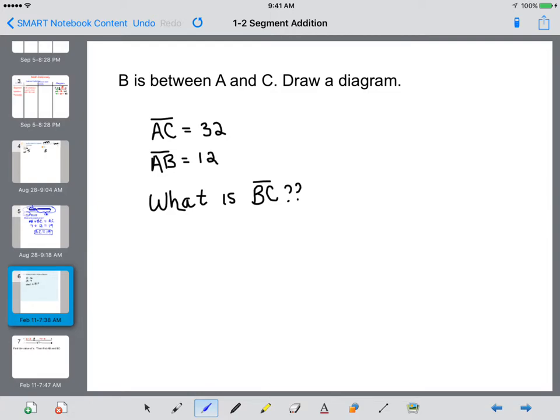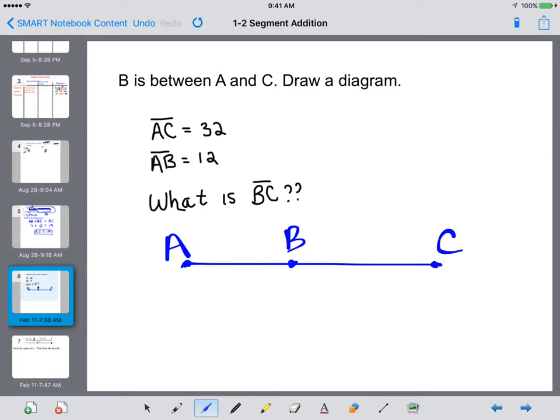Sometimes we're given this as a statement. B is between A and C, and we have to draw a diagram. So what this means is we have one endpoint, and so I got this segment. It says B is in the middle of A and C, so we got a point somewhere in between. We're not sure if it's exactly in the middle, so we put it a little off-center. A and C have to be on the outsides because B is between.